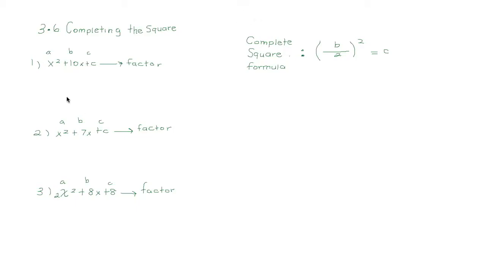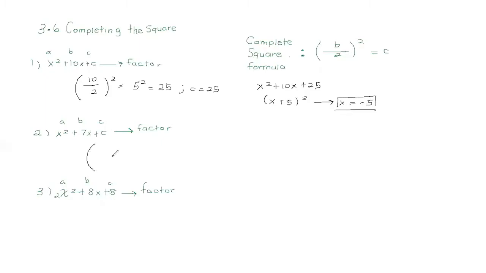So for question number 1, if we did (b/2) squared, we would get (10/2) squared, which is 5 squared, which is 25. So thus our value for c would be 25. So we would be left with the equation x squared plus 10x plus 25. And as we demonstrated in our previous videos on how to factor equations, we would get (x plus 5) squared. And thus our value for x is negative 5.